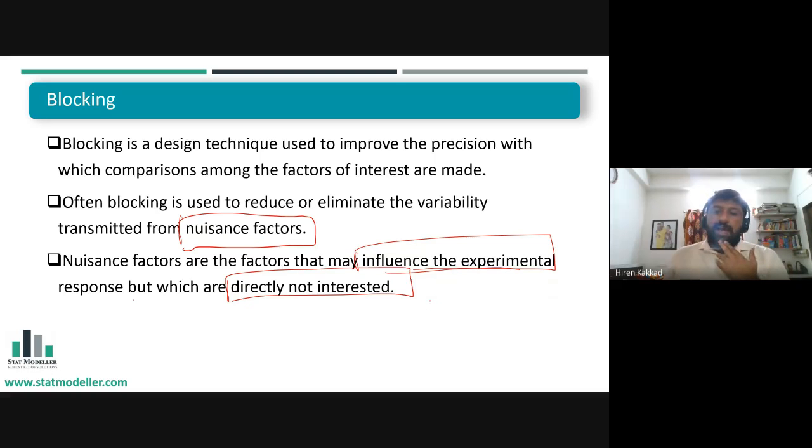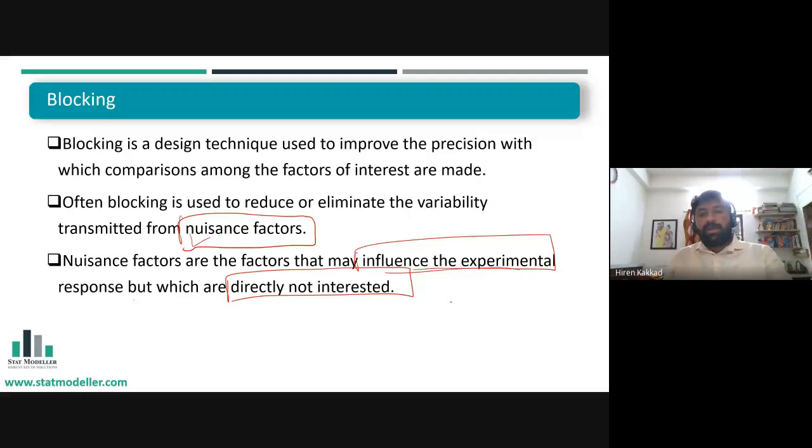Let's say I experimented with that theory in my bathroom. But let's say one of my friends is also struggling with the same thing. If I go and do the same experiment in his bathroom, there is bathroom to bathroom wear and tear with the tap, right? So that is called a nuisance factor. I'm not interested in studying the impact of bathroom to bathroom variation, but that impact will be there. So that is a block, right?